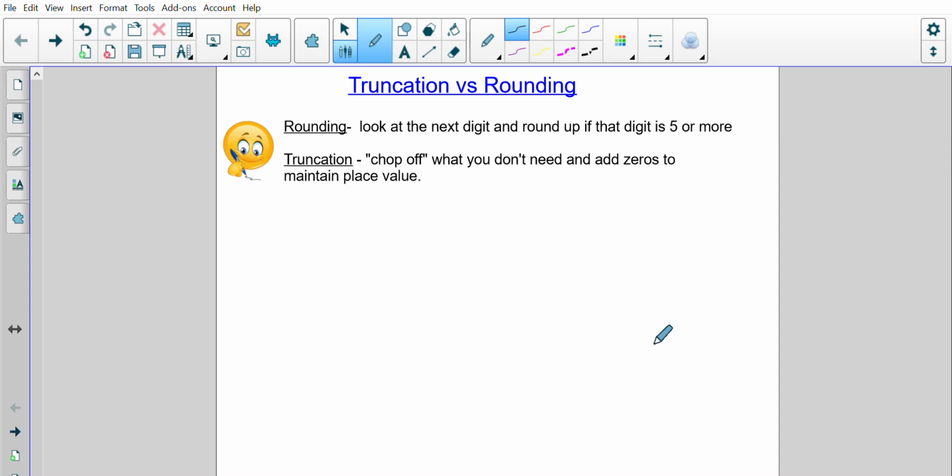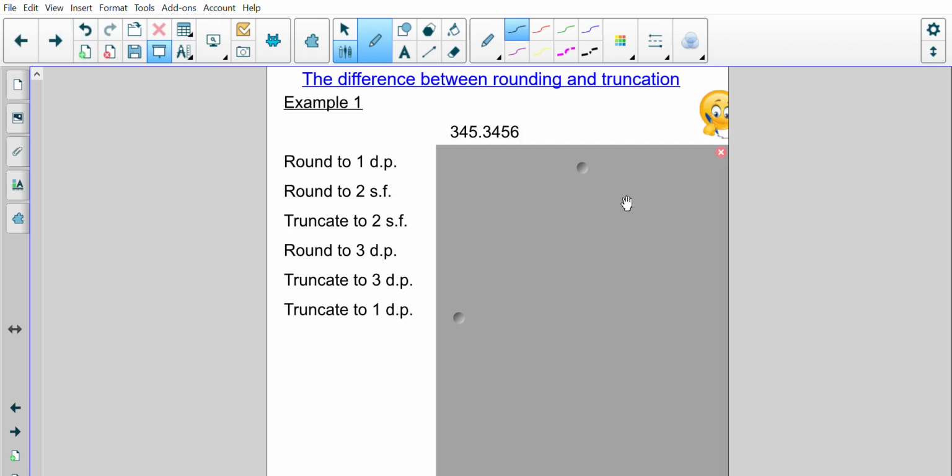In this video, we're going to look at the difference between rounding and truncation and how that affects upper and lower bounds and error intervals. As you know, with rounding, you look at the next digit and round up if that digit is 5 or more. With truncation, we simply chop off what we don't need and add zeros to maintain place value. We can almost imagine a truncated value coming from a broken calculator display where we can't see the last digits on the display.